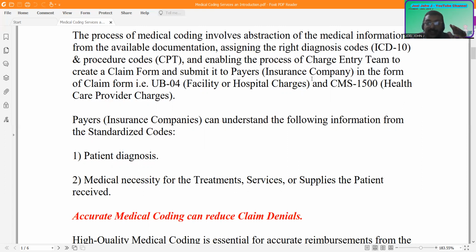The payer will be the insurance company, in the form of a claim form. That will be UB04 for facility and hospital charges, and CMS 1500 for healthcare provider charges. When you get rejections, they will be rejecting the particular CPT code, or the revenue code in case of the UB04 form. If there is a revenue code, there will be corresponding CPT codes for that. Or if it's a fees denial, you have the ICD-10 code for which the fees have been done. That ICD-10 code may have a correction. So those things will come as denials for you.